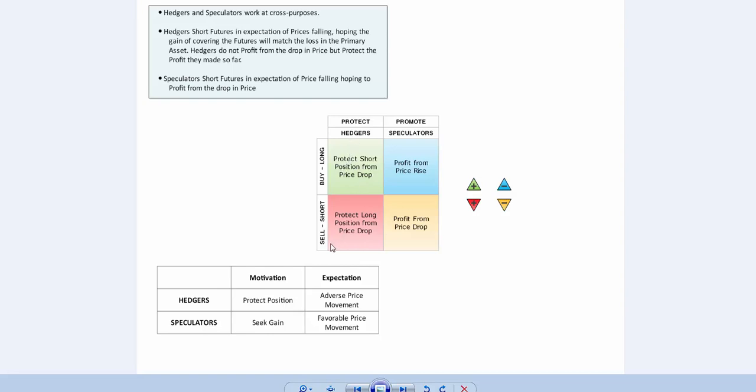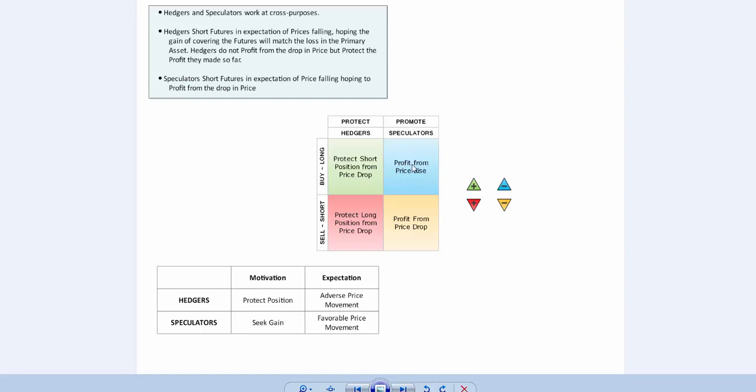Hedgers, when they sell or short, are protecting their long position from a price drop. They short the futures market to protect a long position from a price drop. They go long to protect a short position from a price rise. And then they get completely 100% flat. It's just an insurance policy.